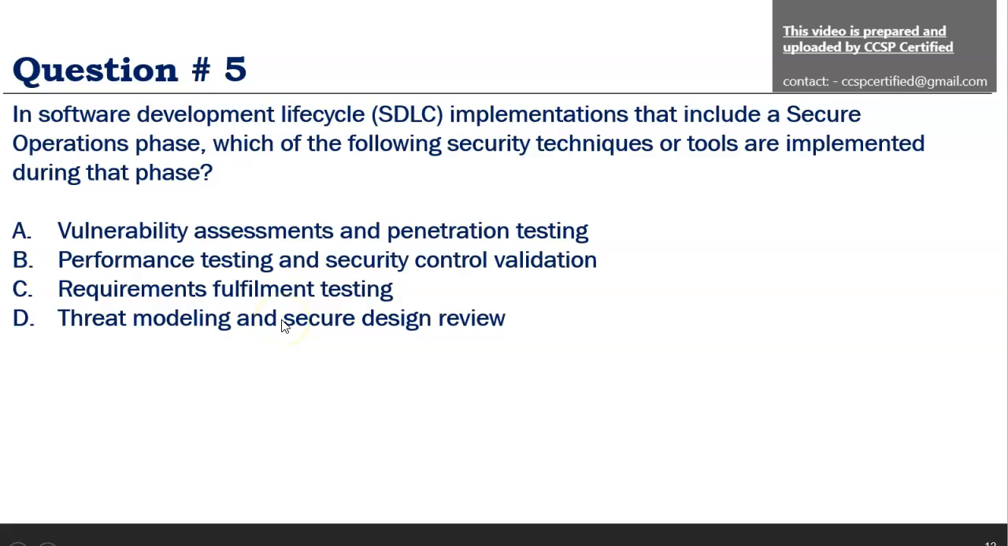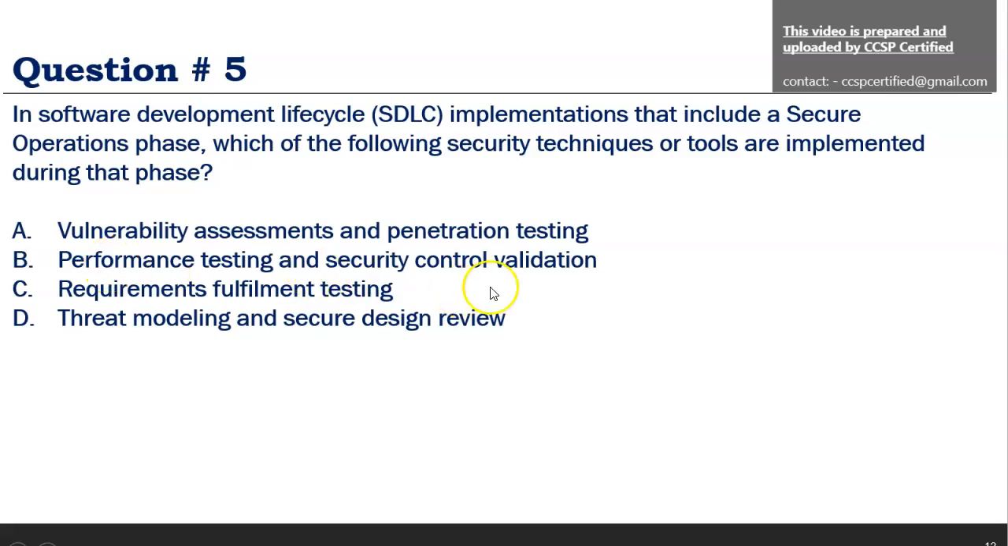Threat modeling we already covered. Threat modeling is part of the design phase, also called secure design, which is not the operation phase of the model. So option D is eliminated. Requirement fulfillment testing is also a testing phase of the model, which is prior to deploying the code in the production or the lower environment.